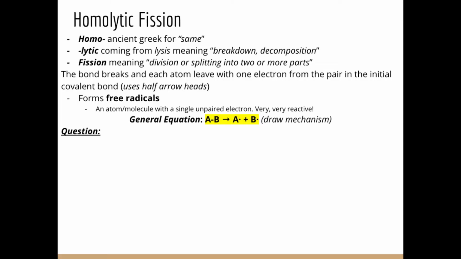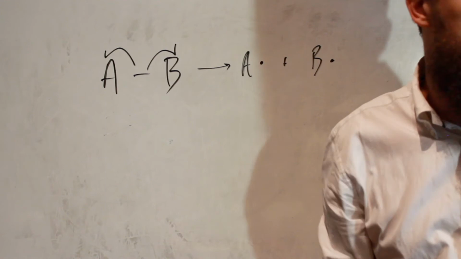Here's a question. Based on what I've just shown you, can you draw a reaction mechanism to show the homolytic fission of HCl? I've even given you the overall reaction. So this time we're actually doing it with actual elements. Can you draw a mechanism to do that? Pause, have a go, and then check with it now.